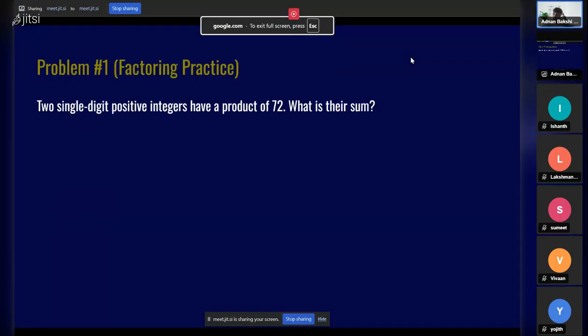Oh, okay. So we're on to the problems. Just type when you're done with problems, and I'll start when almost everyone's ready. Okay. Here's problem 1. I'll just read it out. 2 single-digit positive integers have a product of 72. What's their sum? Remember to use prime factorization for this one.